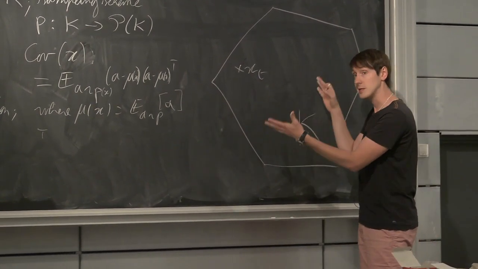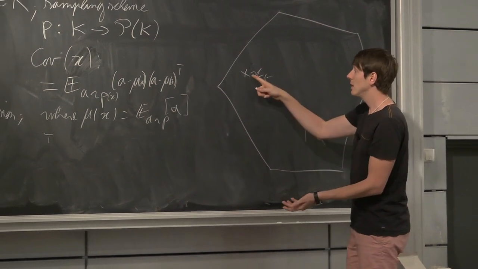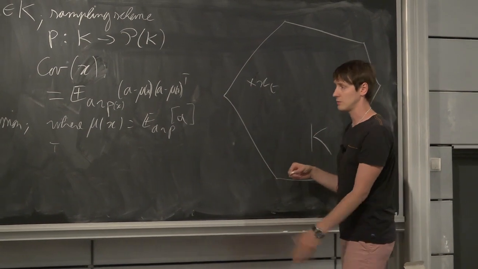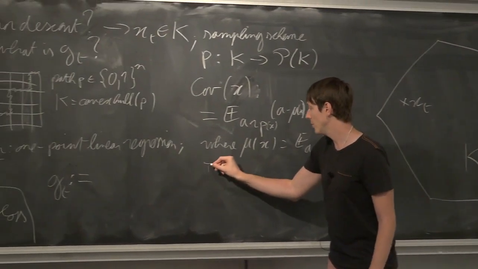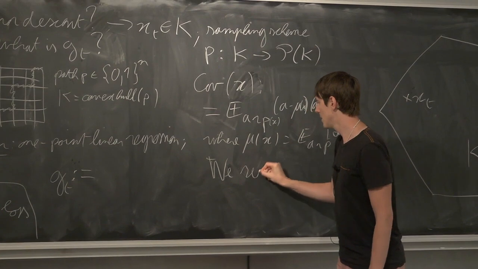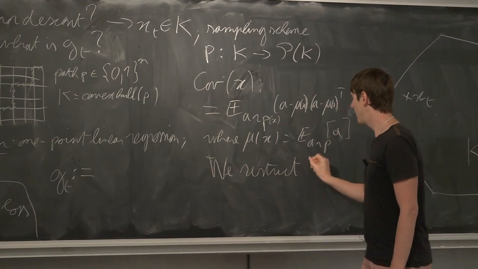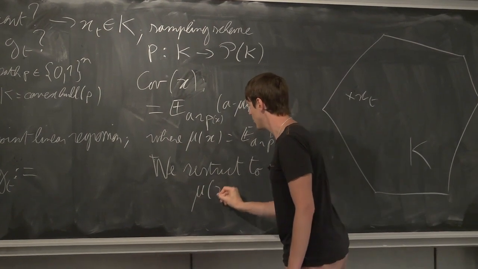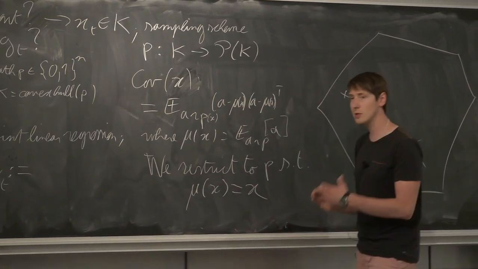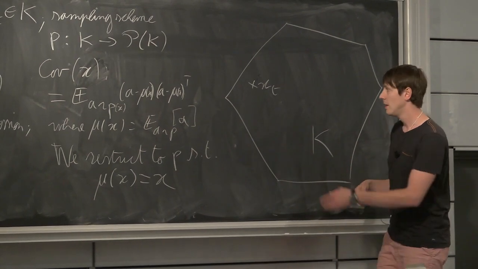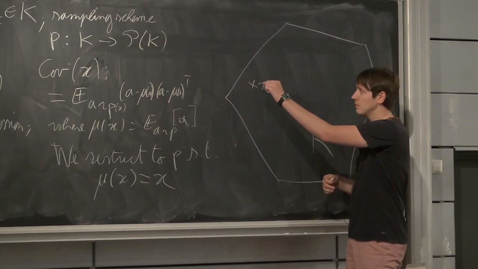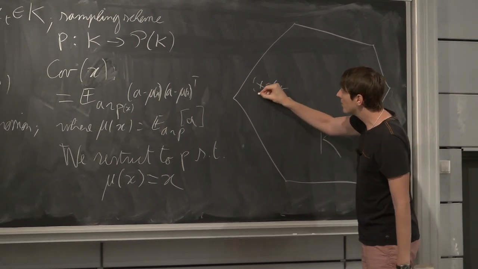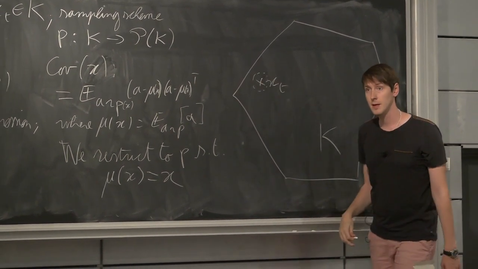But now, the sampling is more complicated. If I want to play xt, I only need to play xt in expectation. So we restrict to p such that mu of x is equal to x. We restrict to sampling schemes which are unbiased. I would like to play mirror descent at that point, but I need some randomness, so I'm going to randomize. Maybe I could sample from a small ball around this.